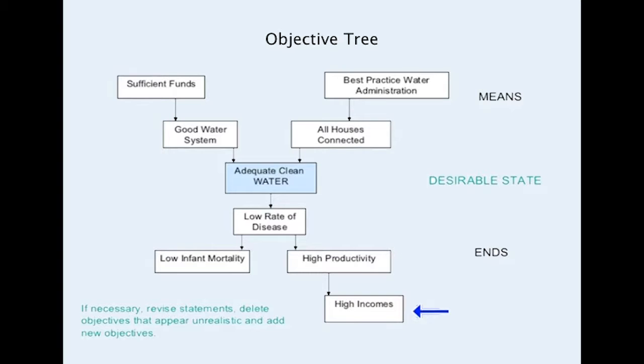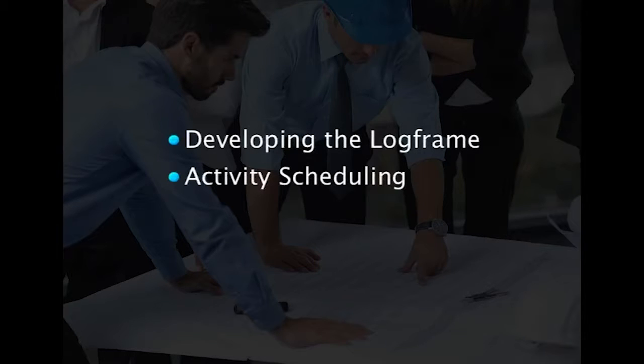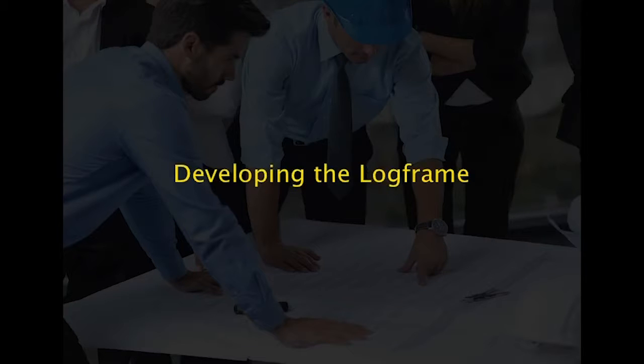The next phase is the planning phase. In the planning phase, the results of the analysis phase are converted into an implementation plan. This stage has three elements: developing the log frame, activity scheduling, and resource scheduling. Developing the log frame: the logical framework matrix is the log frame. It is prepared requiring further analysis and refinement of ideas.